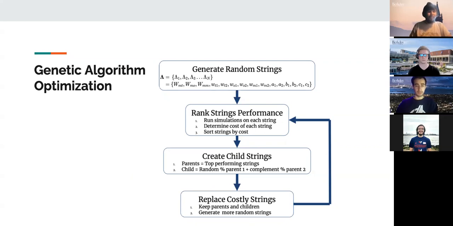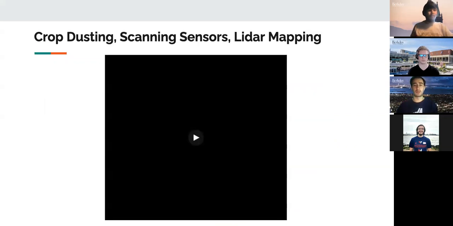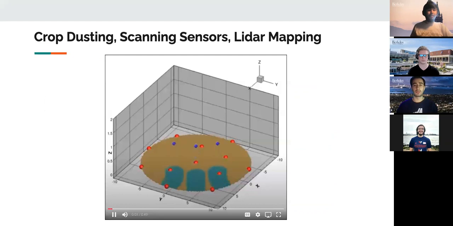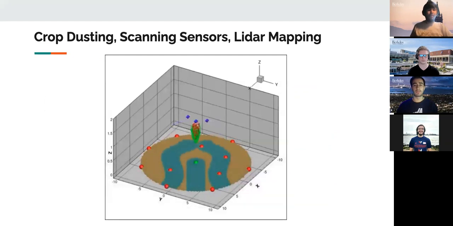We optimize the attraction and repulsion forces for each drone, depending on if it's an obstacle or a target, using genetic algorithms. With the genetic algorithm, we rank the string performance, create child strings, and replace costly strings to arrive at optimized parameters for each drone. Further developing these simulations, we can add further functionality such as crop dusting and LiDAR mapping.